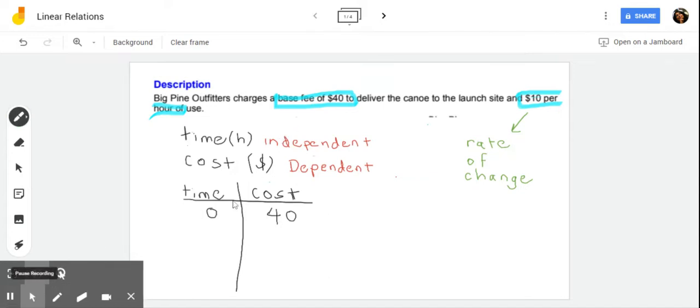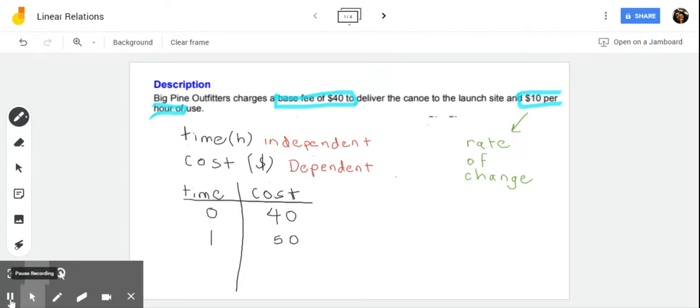So that information about the base fee helps us to put down our very first point. At time 0, we are paying $40. And then for every hour that we keep the canoe for use, we are paying an additional $10. So if I'm going to do 1 hour of canoeing, I'm going to be paying $10 plus the original 40. So 10 plus 40 means that the total cost would be $50.